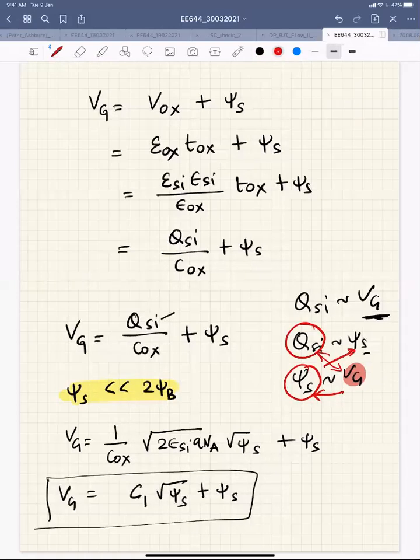So this equation just tells you the relation between psi s, the potential drop across silicon, and gate voltage. You have to solve this, and it is not a very straightforward equation. This is a transcendental equation, so if you want a relation, you have to solve it numerically. You apply some Vg, then you find what that psi s should be, and that could only be solved numerically.